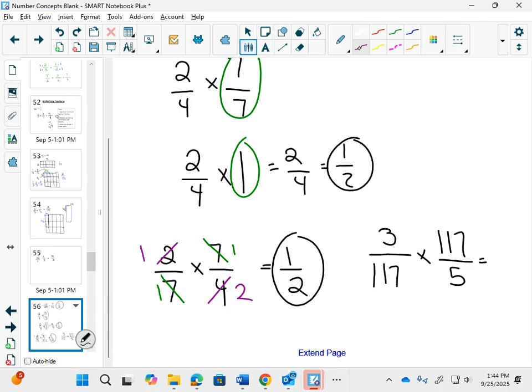Then that'll be fine. Okay, so 3 over 117. Anybody got an idea what this answer might be? No? There's a way to do it so you don't have to do anything complicated math.